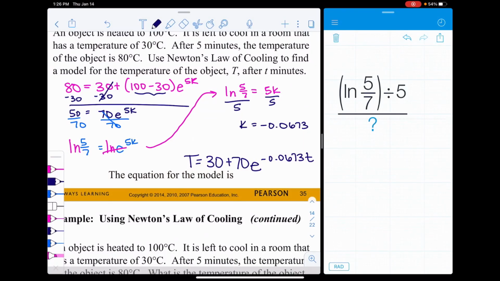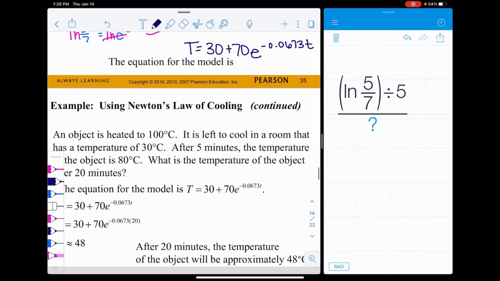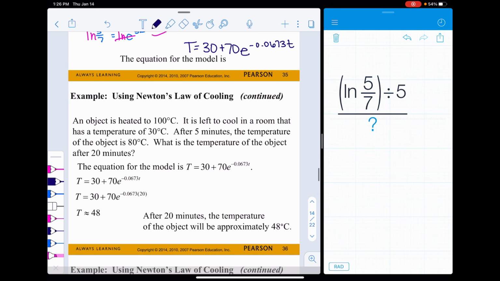Let's shrink that down a little bit. We'll keep that open. All right, so we took and we found an equation. Let's use the equation. So the object is heated to 100 degrees Celsius. It's left to cool in the room that has a temperature of 30 degrees Celsius. After 5 minutes, the temperature of the object is 80 degrees Celsius. What is the temperature of the object after 20 minutes?